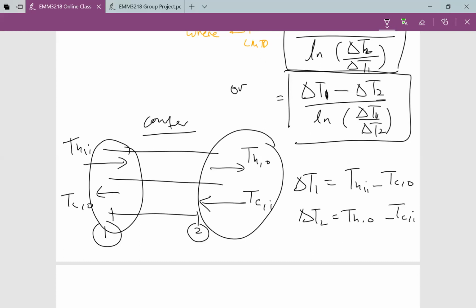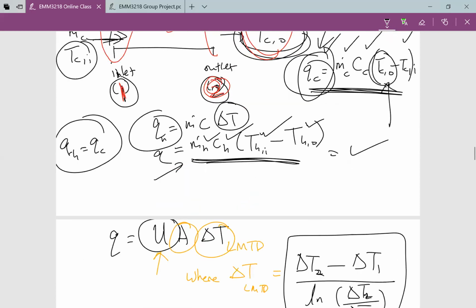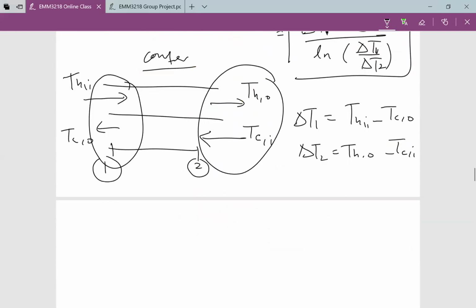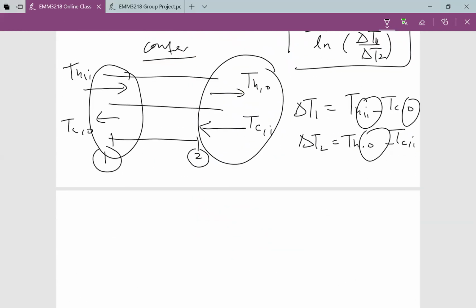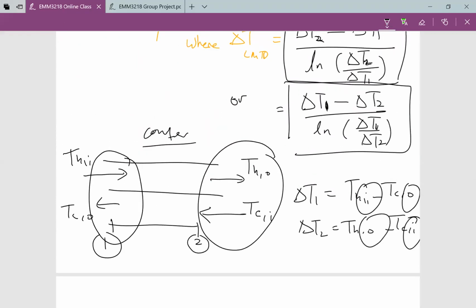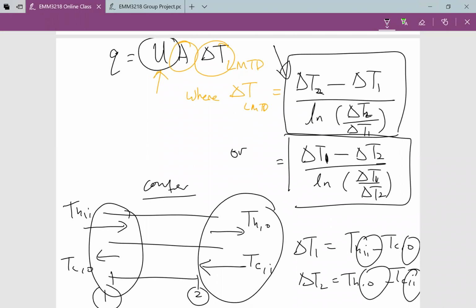It's actually different from the first arrangement, you can double check that. In the first one you have inlet minus inlet, outlet minus outlet. The other one is inlet minus outlet, outlet minus inlet. So the equation for the delta T will be different for different flow arrangements. But the overall formula for Q is the same, which is given by that expression. Okay, any question?